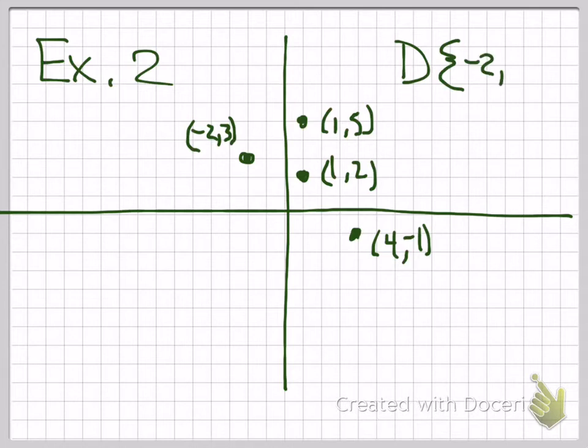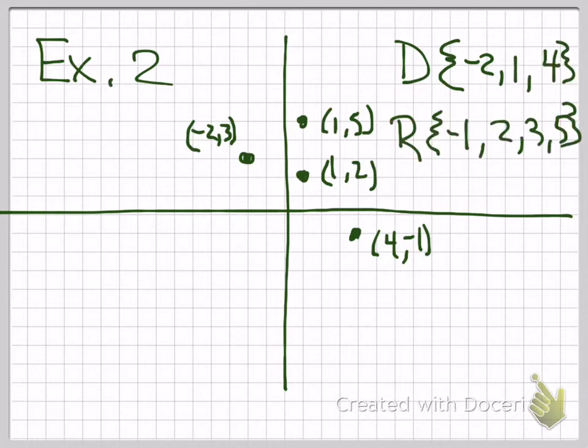So my domain is going to be, and there's my range. Okay, so my domain is -2, 1, and 4, and my range is -1, 2, 3, and 5. Now you might see a relationship here. Is this a function or not?